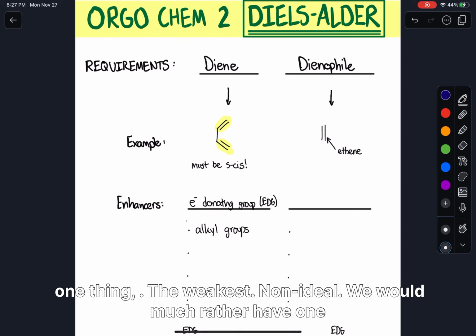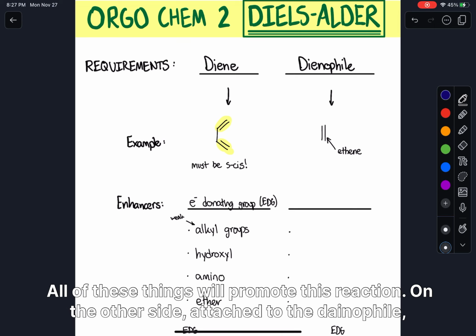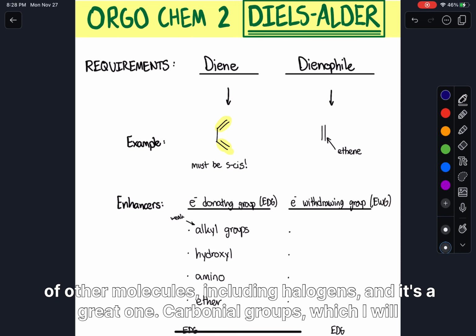the weakest. Not ideal. We would much rather have one of these other three. There are a hydroxyl group, or an amino group, or even an ether. All of these things will promote this reaction. And on the other side, attached to the dienophile, you could have an electron withdrawing group, or an EWG. This can be a whole sort of other molecules, including halogens.